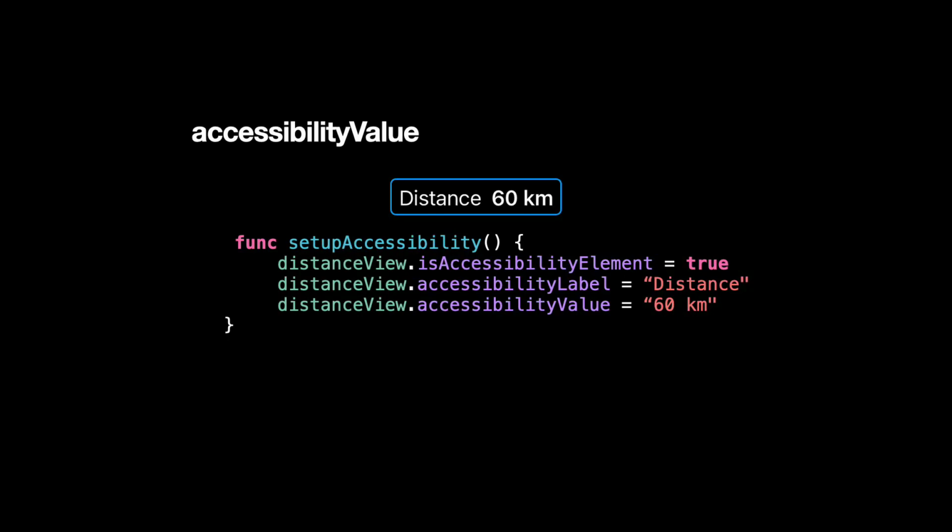VoiceOver reads this as distance 60 kilometers. Note that VoiceOver correctly understood km to mean kilometers. If VoiceOver didn't do this, I might change my accessibility value to not use the abbreviation, even though my on-screen label does.